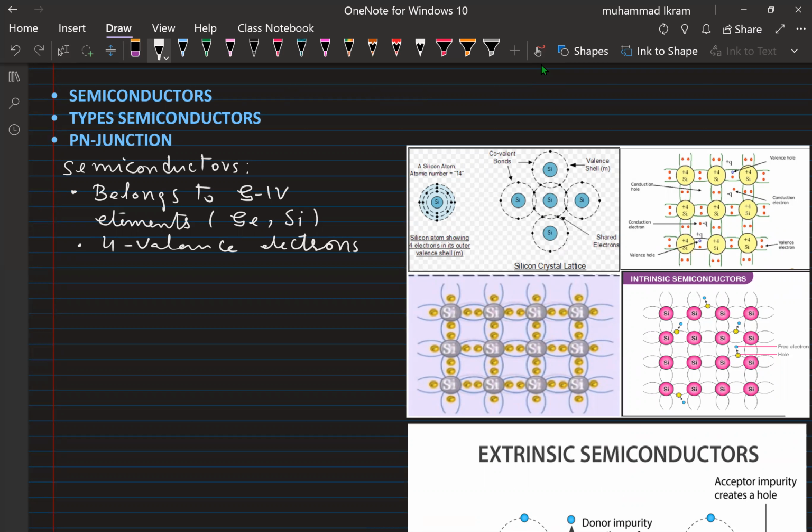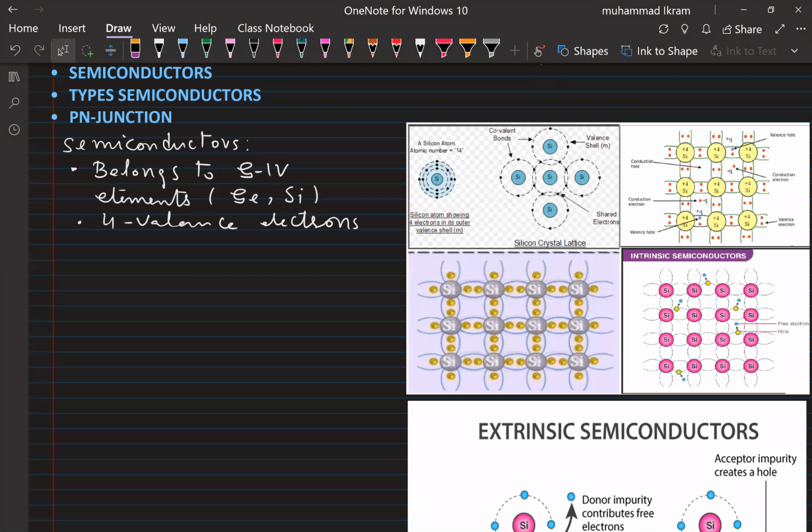So their outermost shell contains only four electrons, and they are covalently bonded. They have a covalent bond structure. At room temperature, they behave as insulators.